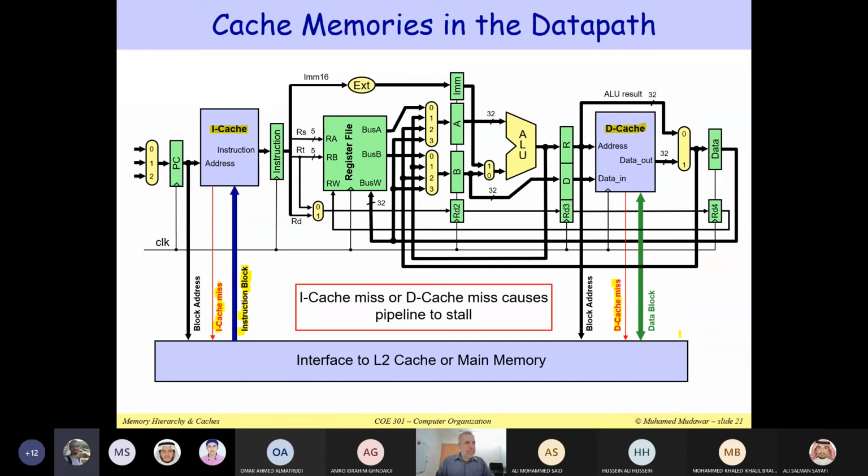Yes, Doctor, I have a question here. Yes, go ahead. The access time that you talked about in the previous slides, is it from memory to memory, or is it from the CPU to the memory, or from the CPU to the cache?